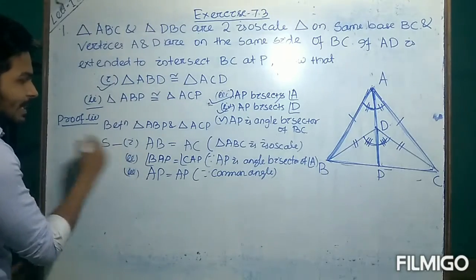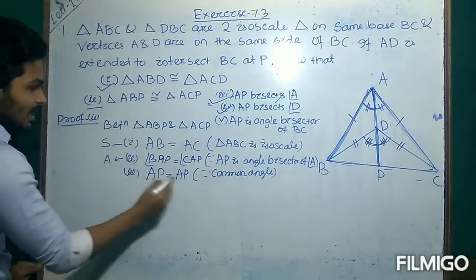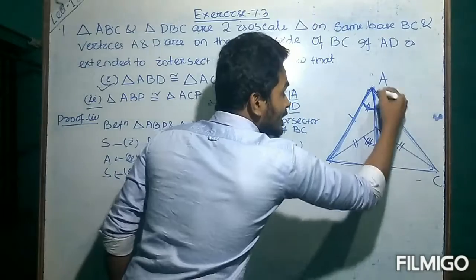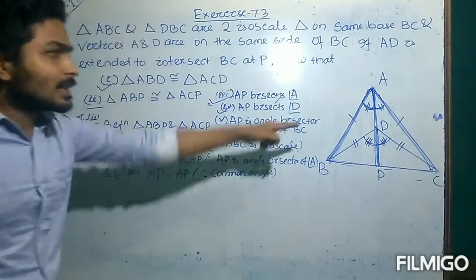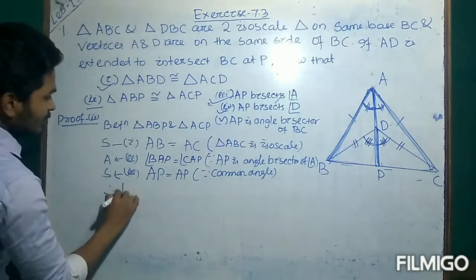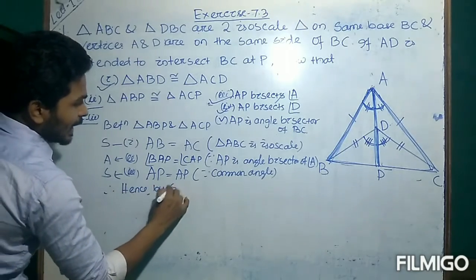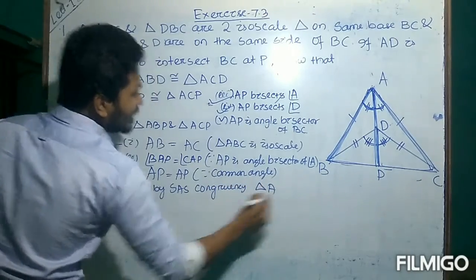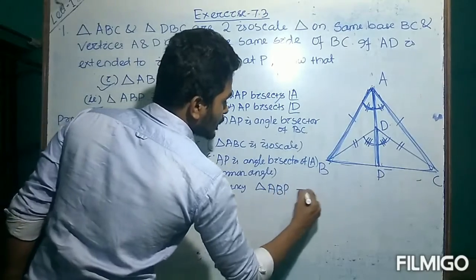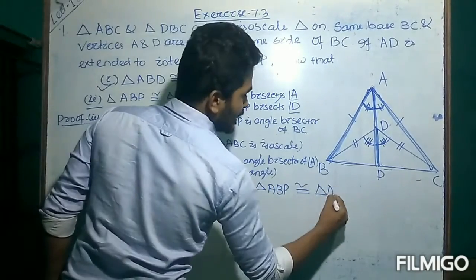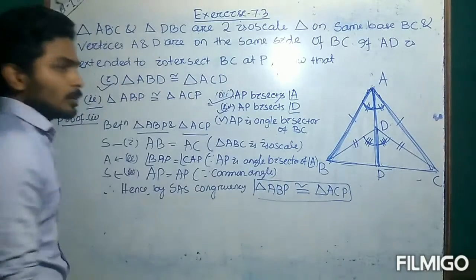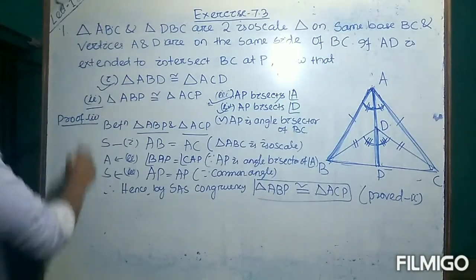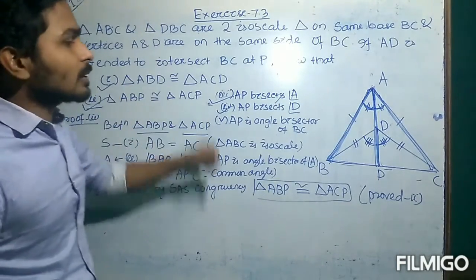So by side, angle, side congruency, these two triangles must be congruent. Hence, by side angle side congruency, triangle ABP is congruent to triangle ACP. Now it is proved. So we have proved the second statement, that is triangle ABP is congruent to triangle ACP.